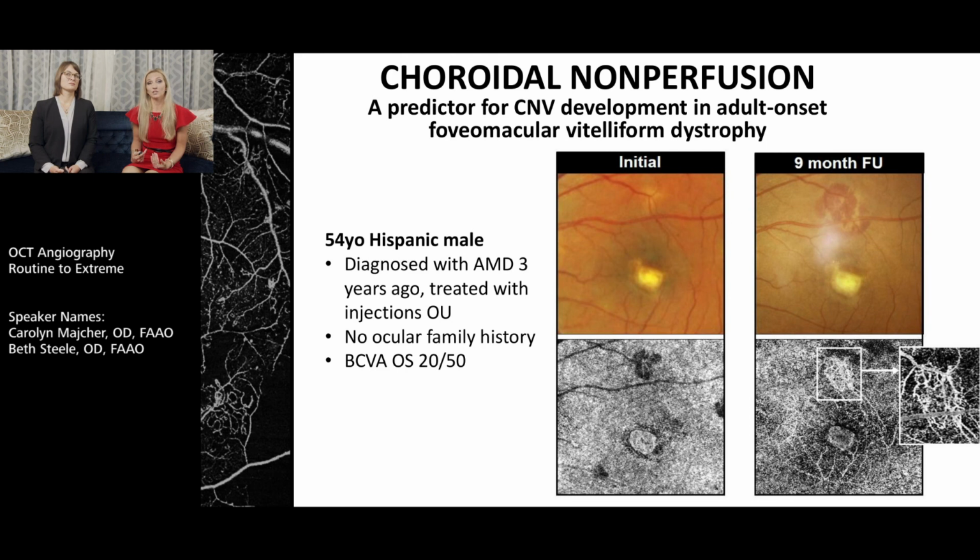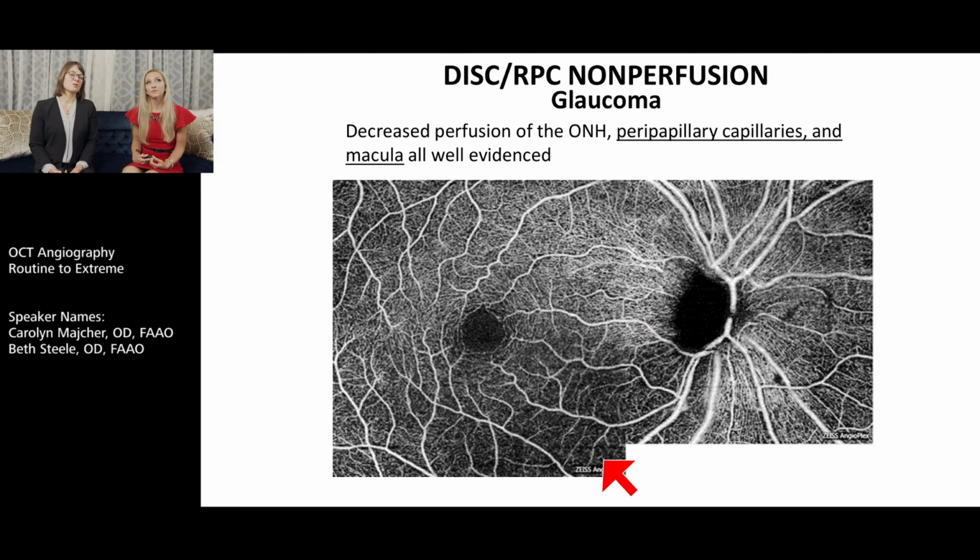And so I was shocked by this case. Can hypoperfusion of the choriocapillaris predict where choroidal neovascularization is going to form? And is this involved in the pathogenesis of adult onset Best disease? You know, the research is yet to come. So what about with our glaucoma patients? We can think about non-perfusion as well here.